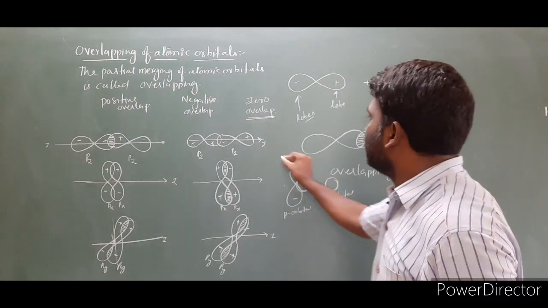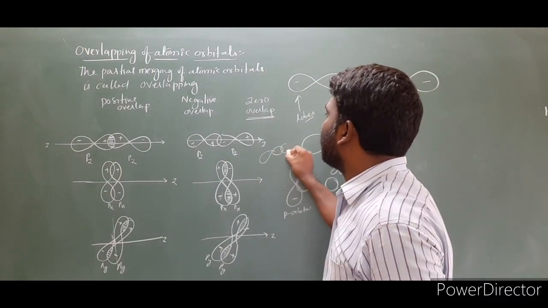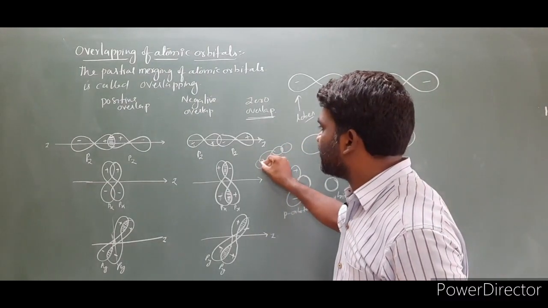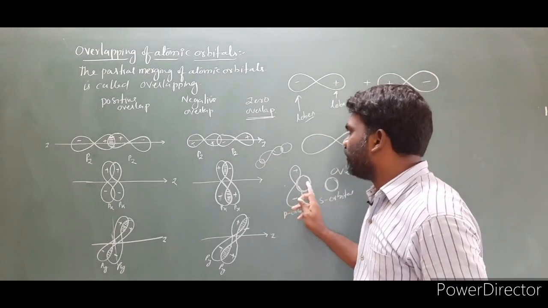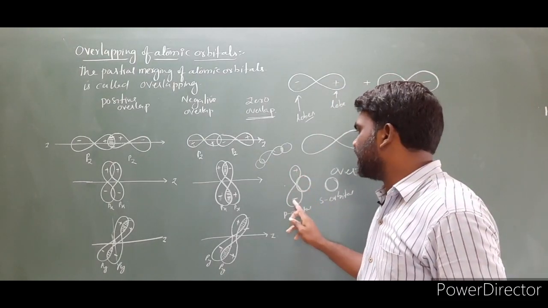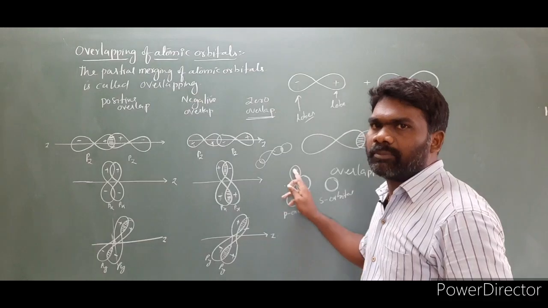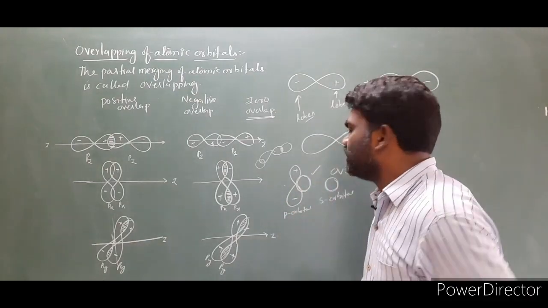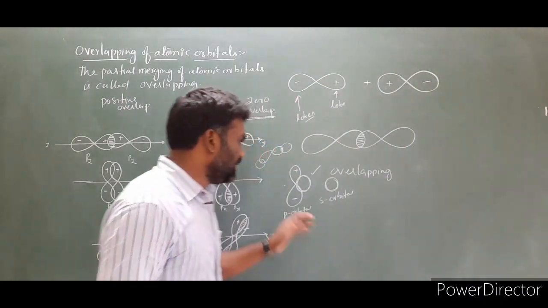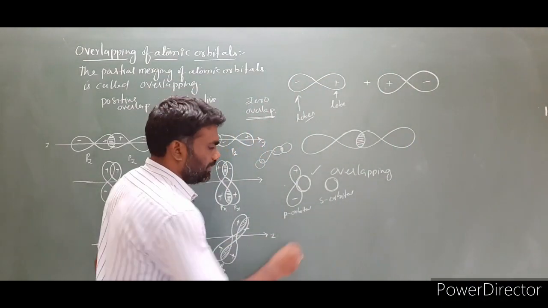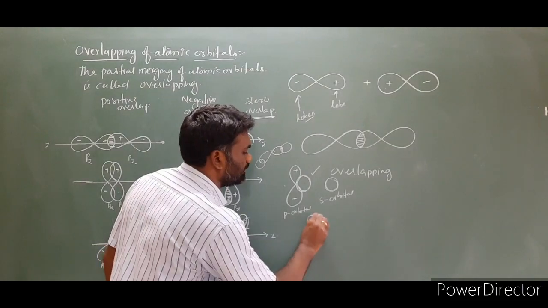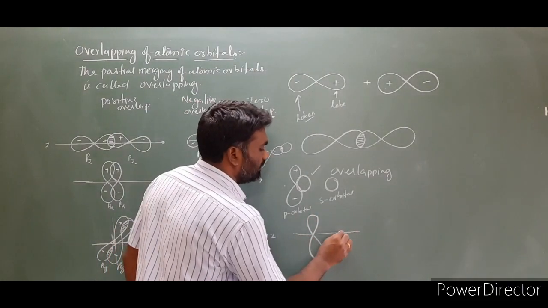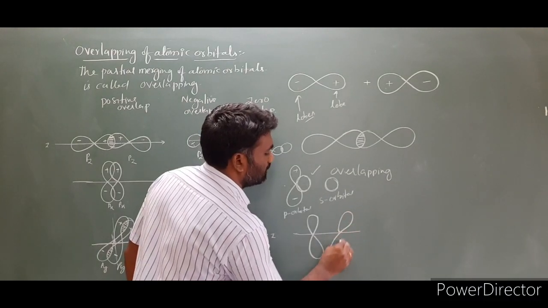Overlapping is possible when this p orbital overlaps like this. In this case overlapping is possible, or it can overlap at this end. In this case overlapping is possible, but this case overlapping is not possible. This is the positive lobe, this is the negative lobe. This does not overlap at positive and negative lobes. This overlaps in this region. So this is called a zero overlapping. Another possibility I will take for zero overlapping. I am taking this as a px orbital, and this as a py orbital.